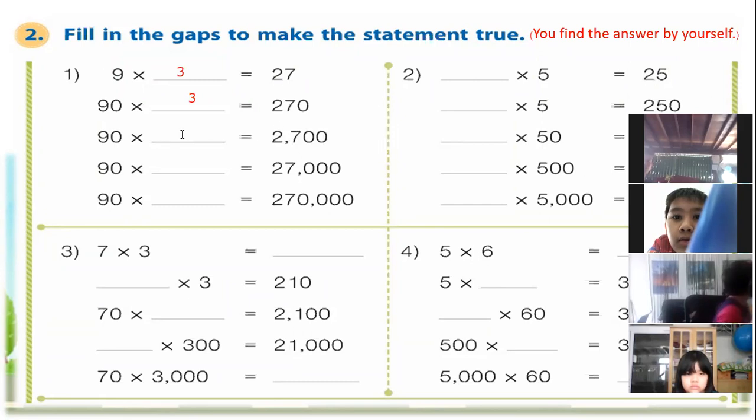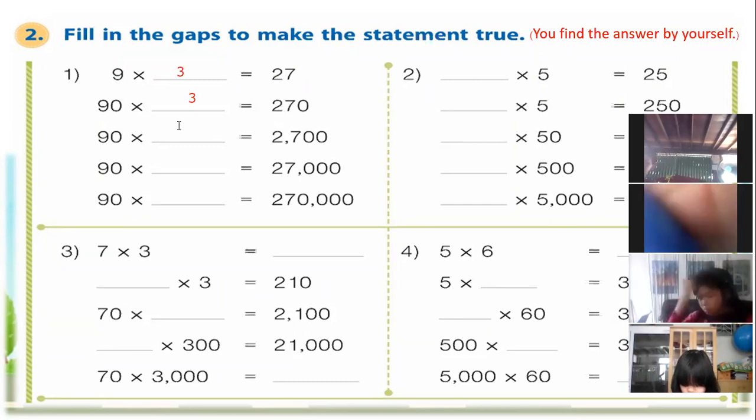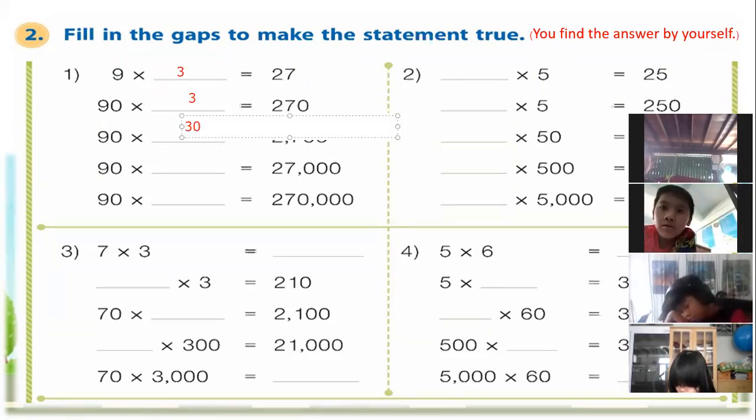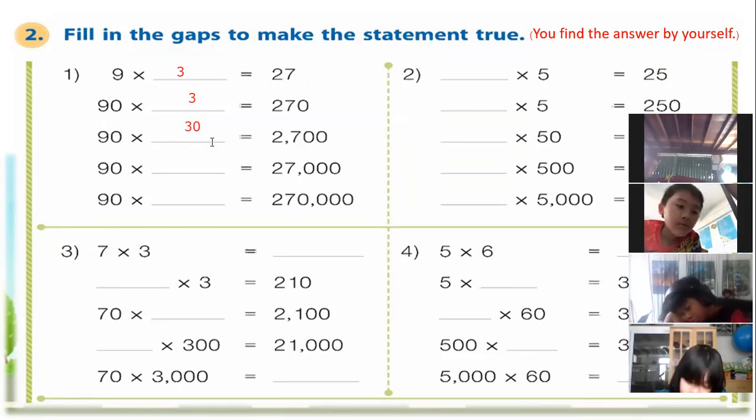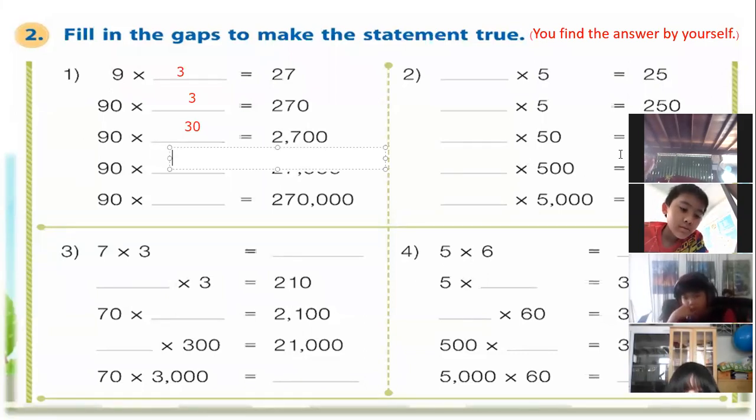Now, step 3. We have 9 tens multiplied by how much is equal to 2,700? 30. That is the correct answer. 9 tens multiplied by 3 tens is equal to 2,700.